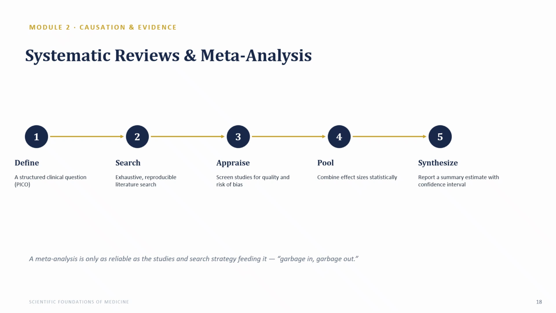So coming to the systematic reviews. Systematic reviews combine findings from multiple studies to provide stronger and more reliable evidence than any single study alone. First, there are 5 steps under this: define, search, appraise, pool, and synthesis. Define is a structured clinical question, a PICO. Search is an exhaustive, reproducible literature search.